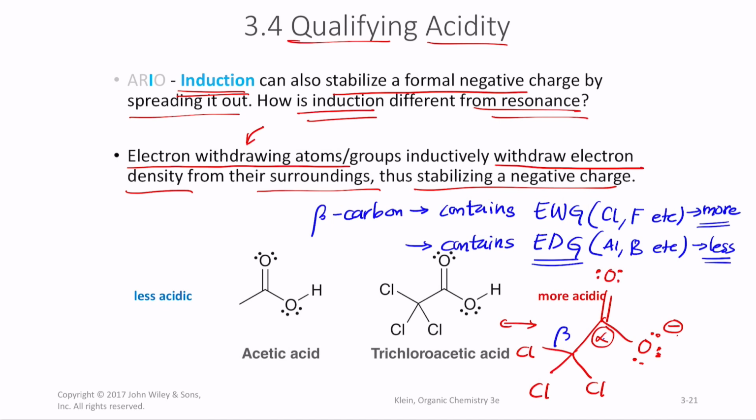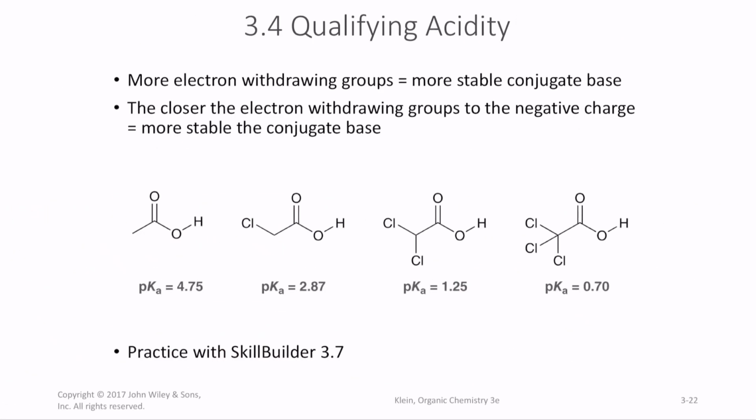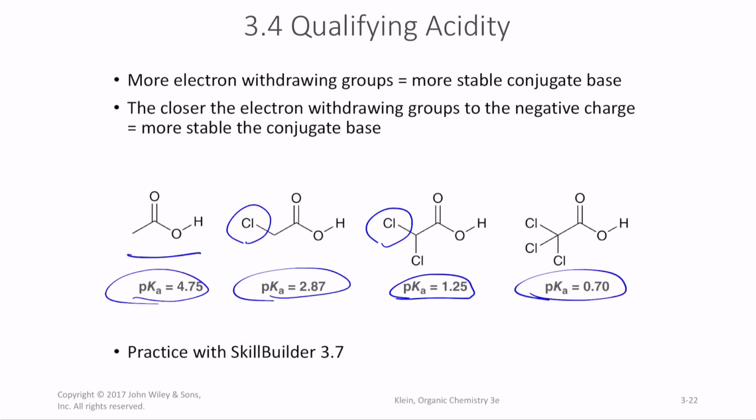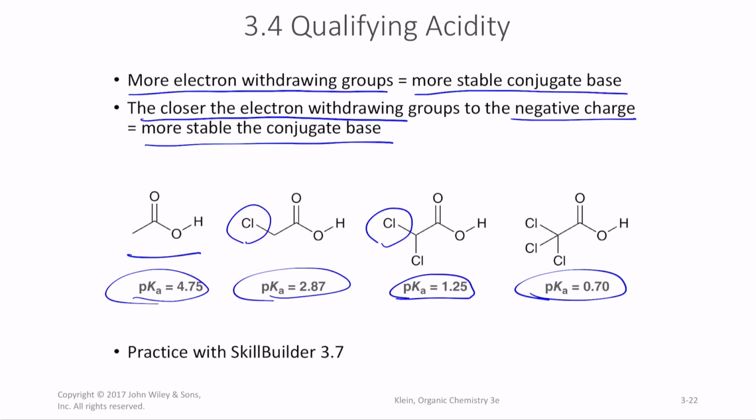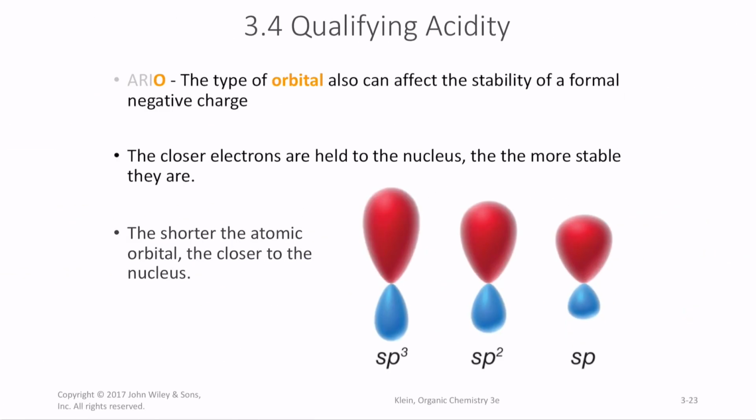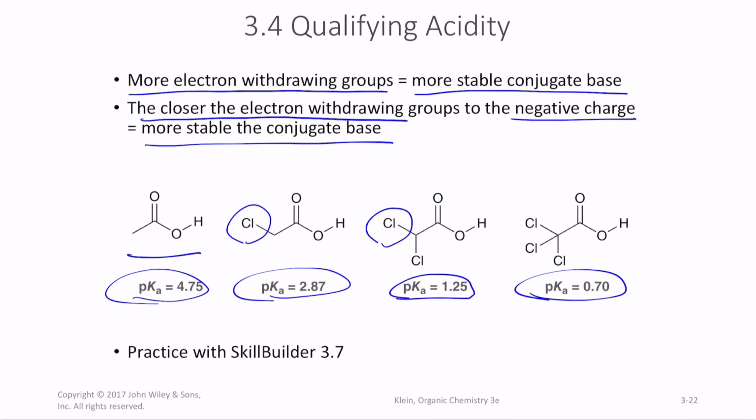Whichever has more delocalization or more electron withdrawing groups on the beta carbon generally has more acidity. That's why the second structure is more acidic than the first structure. As you add more and more chlorines, notice the change in the pKa value. The pKa value reduces to a very high extent. The more electron withdrawing groups on the beta carbon, and the closer they are to the negative charge, the more stable the conjugate base. These are the two things to consider for induction.